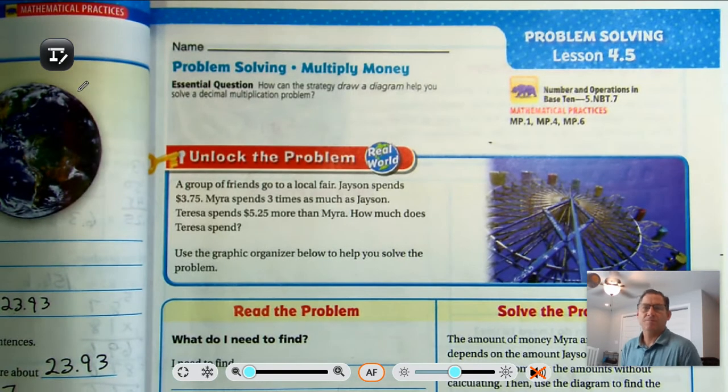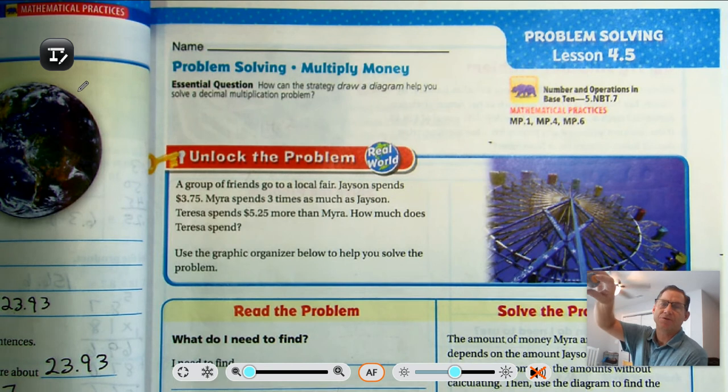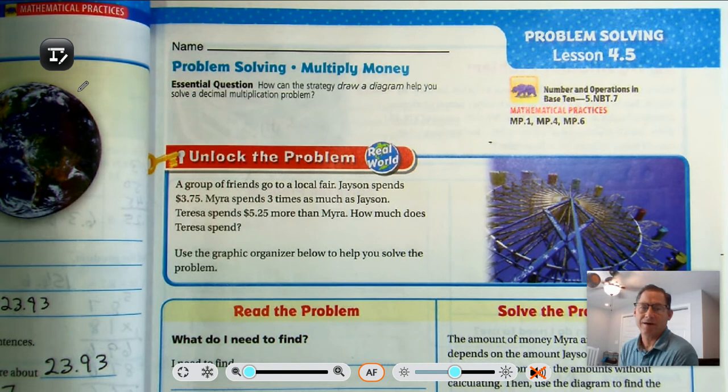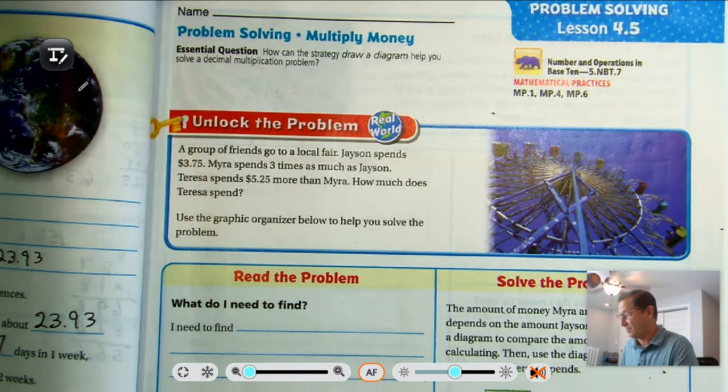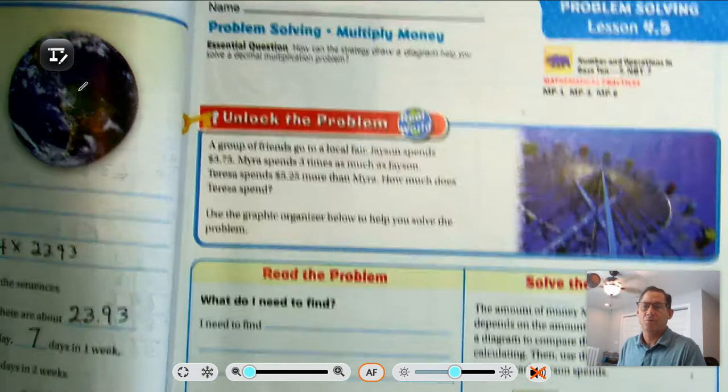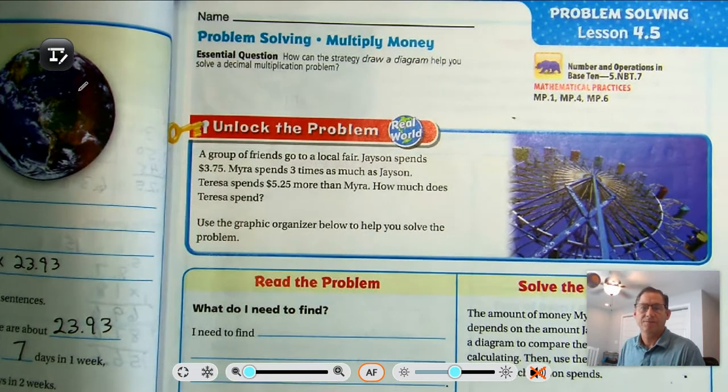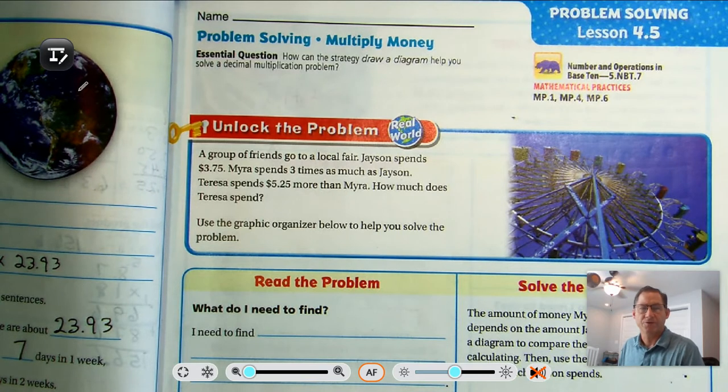Hello, everybody. In today's lesson, 4.5, we're working on problem solving and multiplying money. Our essential question is, how can the strategy draw a diagram help you solve a decimal multiplication problem? Okay, and we're on page 183 of the fifth grade Go Math textbook. So draw a diagram, we've worked with that in third and fourth grade, so you should be familiar with this.